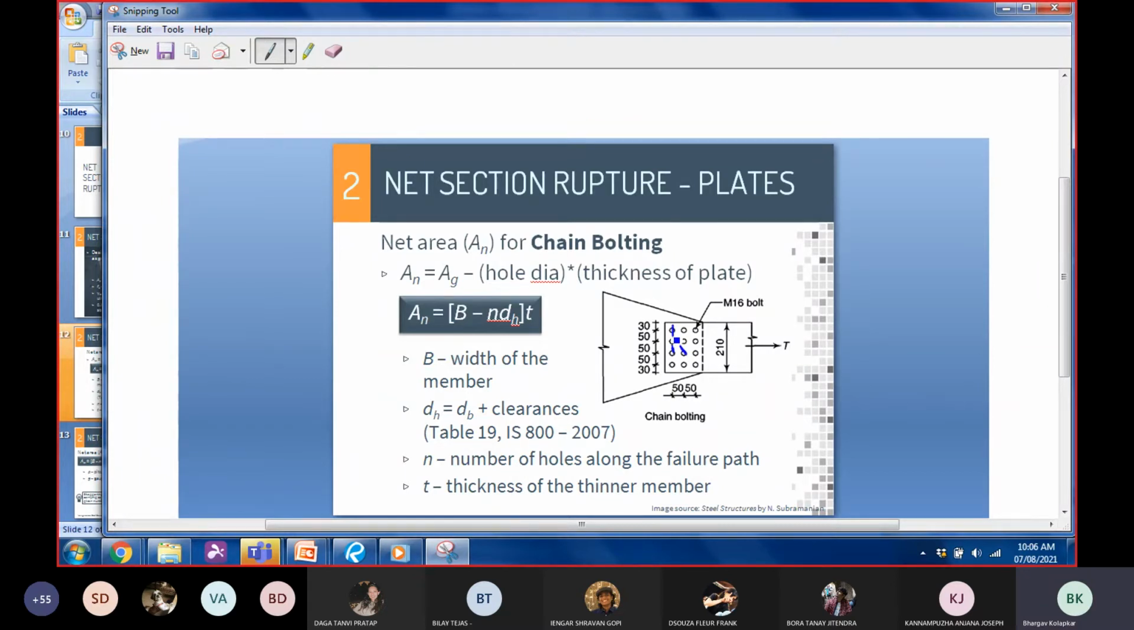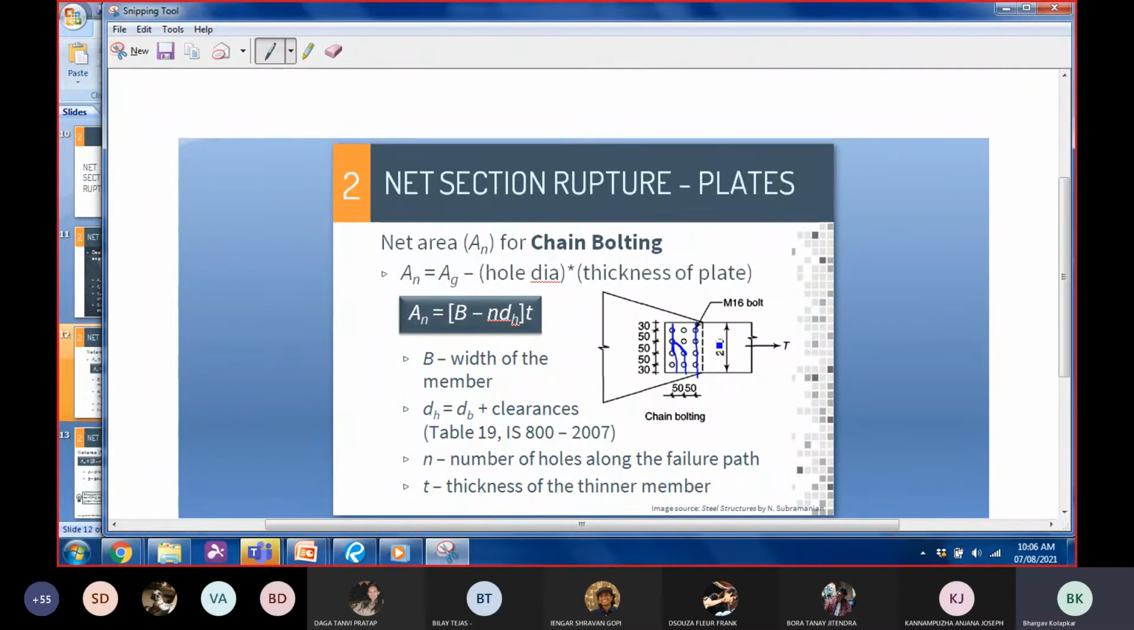So the failure path always takes the least or the easiest path. So this is the easiest path. If it goes diagonal, it will unnecessarily take a long cut and increase the travel. So this distance is definitely larger than this distance. So the failure path is not likely to travel like this. In the case of chain bolting, it will always travel like this. This is our net section in case of a plate section.